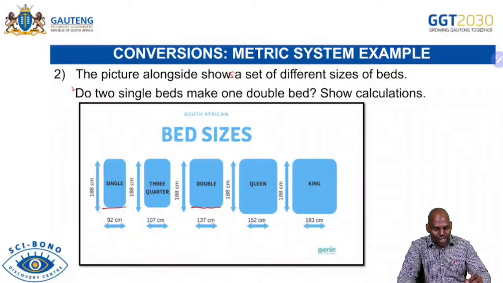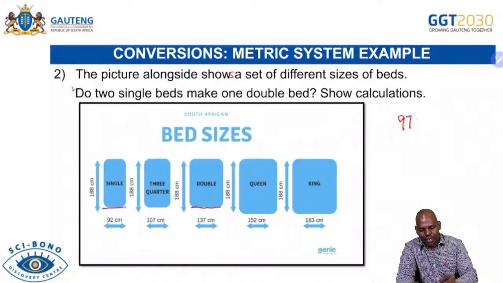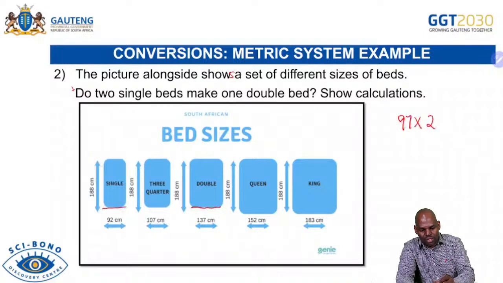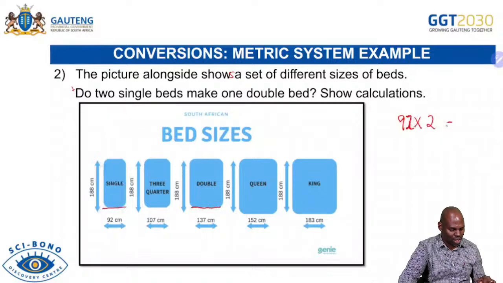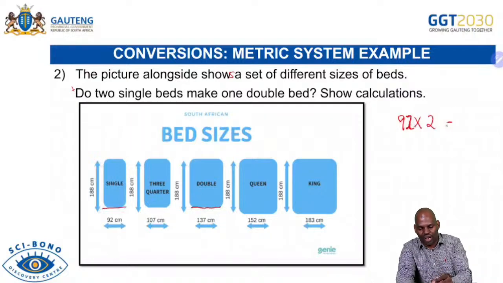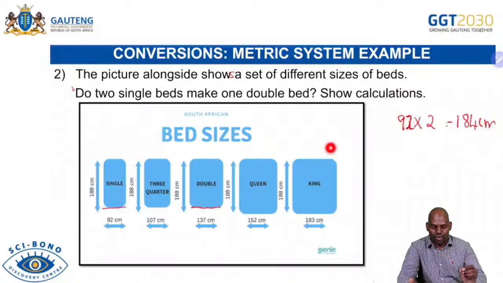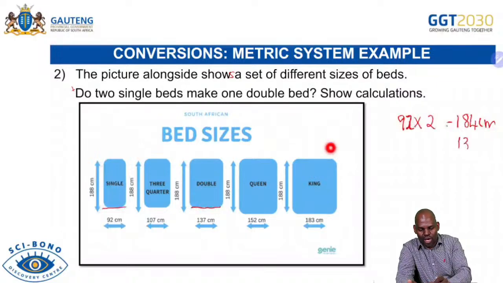If we combine two single beds, we are going to have 92 centimeters, sorry, I said 97, it's 92 centimeters, multiplied by 2. If you take your calculator, 92 multiplied by 2, you get 184 centimeters. The width of a double bed is 137 centimeters, but when you combine two single beds, you get 184. So we can compare: you can see that it's way bigger.